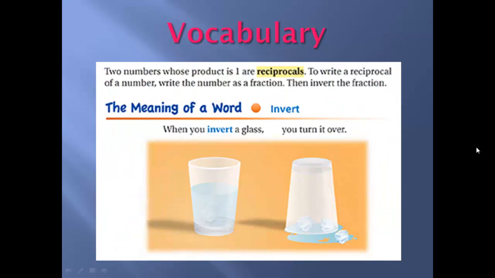Two numbers whose product is 1 are reciprocals. To write a reciprocal of a number, write the number as a fraction, then invert the fraction. When you invert a glass, you turn it over. So when we invert the fraction, we're going to turn it over, or flip it over.